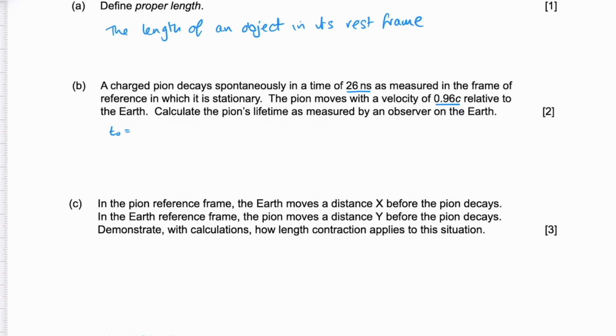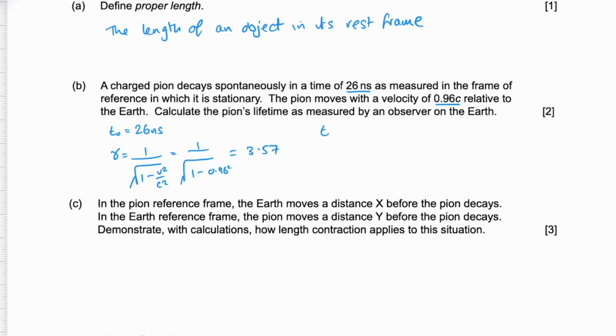So the proper time of the pion is 26 nanoseconds. It is moving with a speed that is very close to the speed of light, so we are going to have to find out what the Lorentz factor is. So it's 1 over the square root of 1 minus v squared over c squared, which is 1 over the square root of 1 minus 0.96 squared, which gives us a value of 3.57. So we're going to use the time dilation formula.